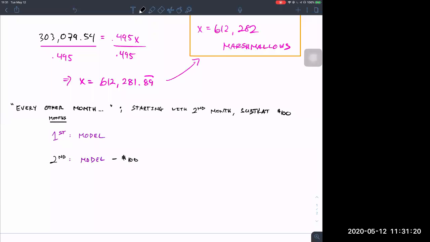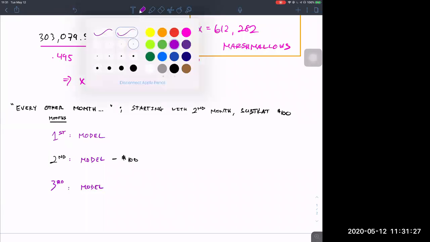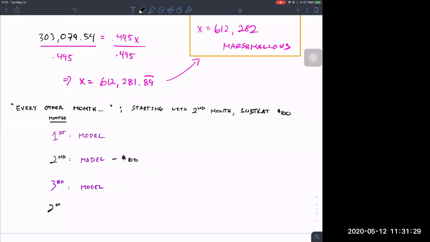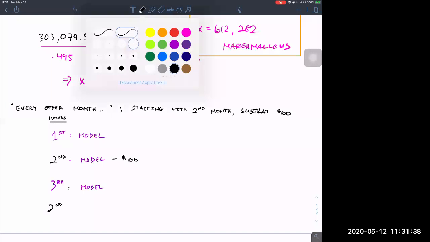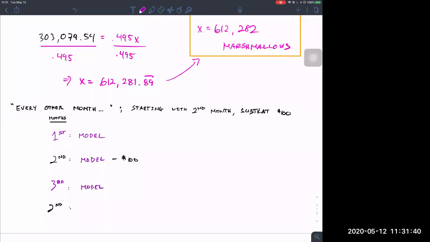And then when you get to the third month model, right, you have just the model. And then when you have the fourth month model, you continue with whatever the last month's model was. And then again, you subtract 100. In this particular problem, I was describing it as a stipend. So you're adding instead of subtracting.